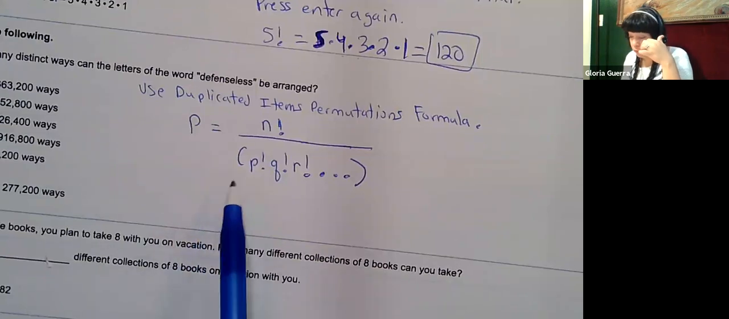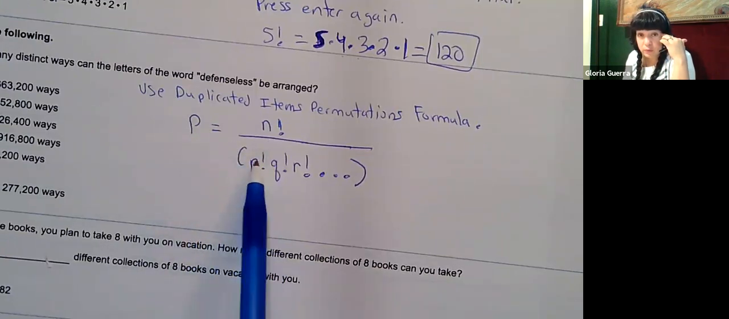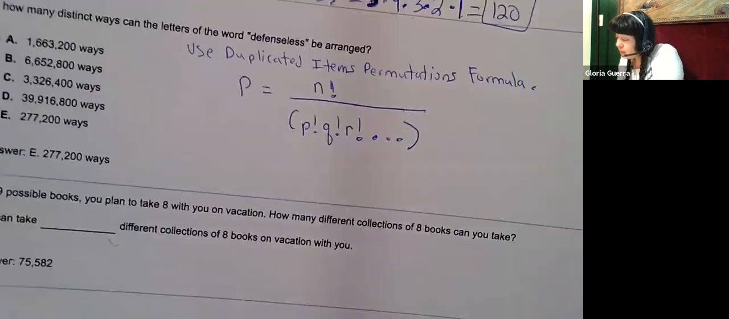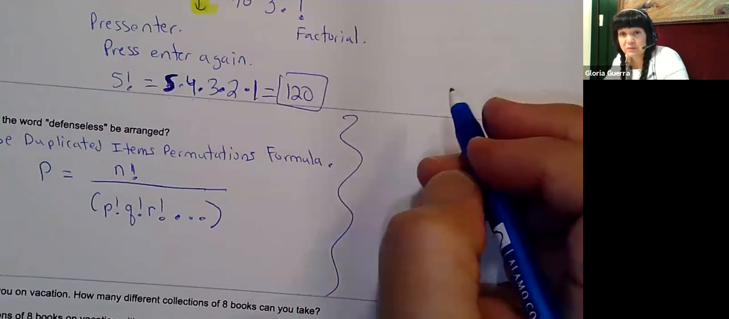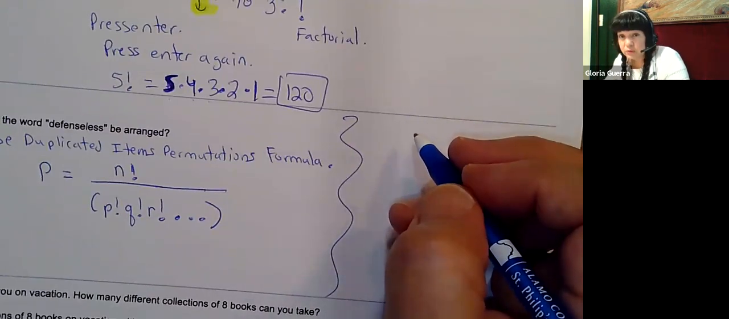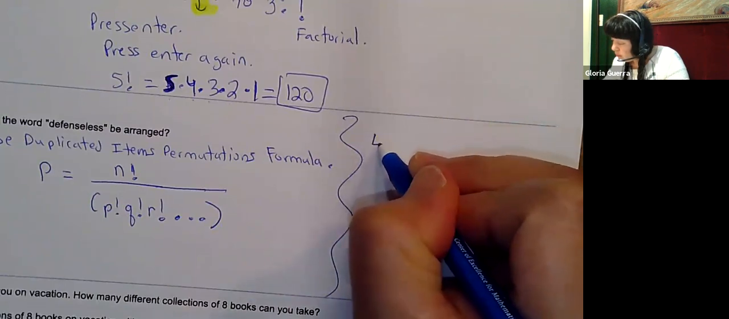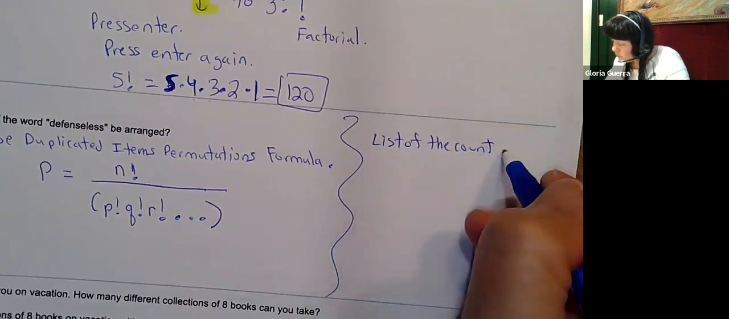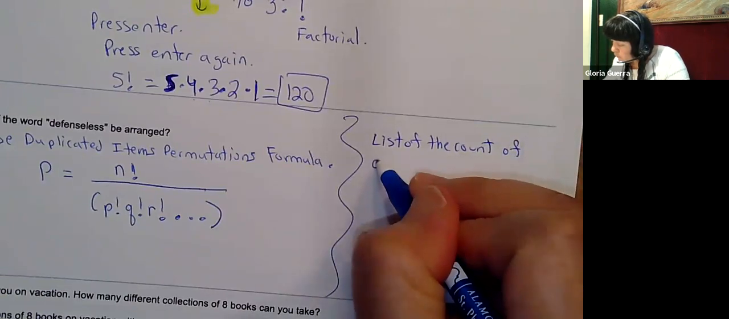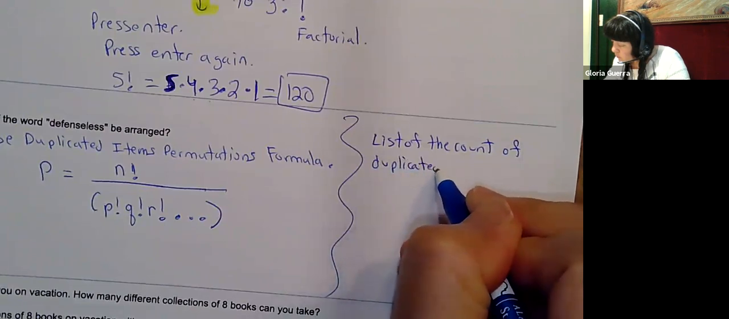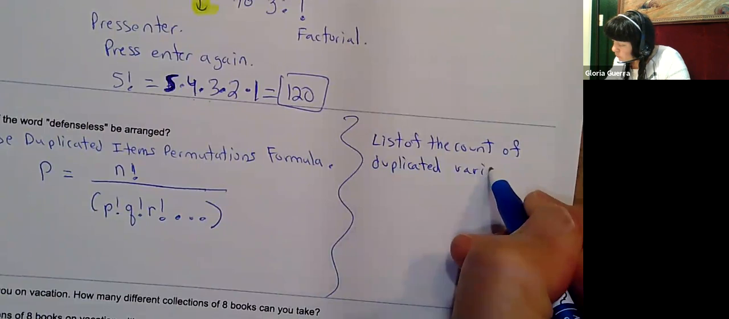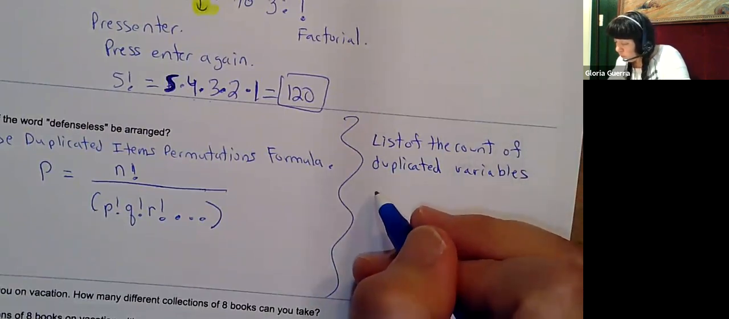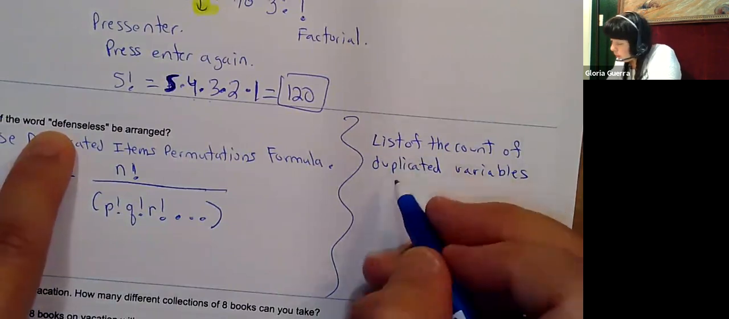So you should write down the formula of this word problem on your paper, and then what you have to do is make a list. You want to make a list of the count of, like they said, duplicated variables. They say items, but they're variables. Okay, so we have in the word defenseless, you have D.